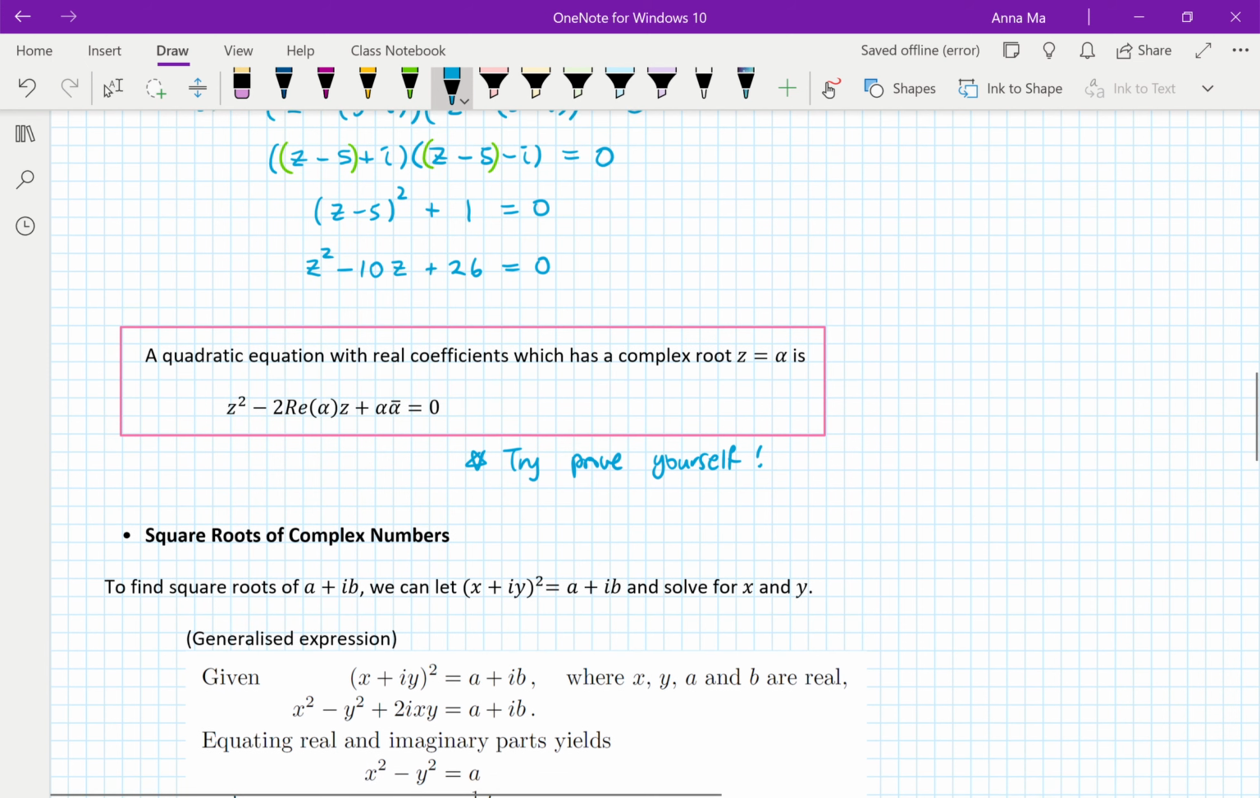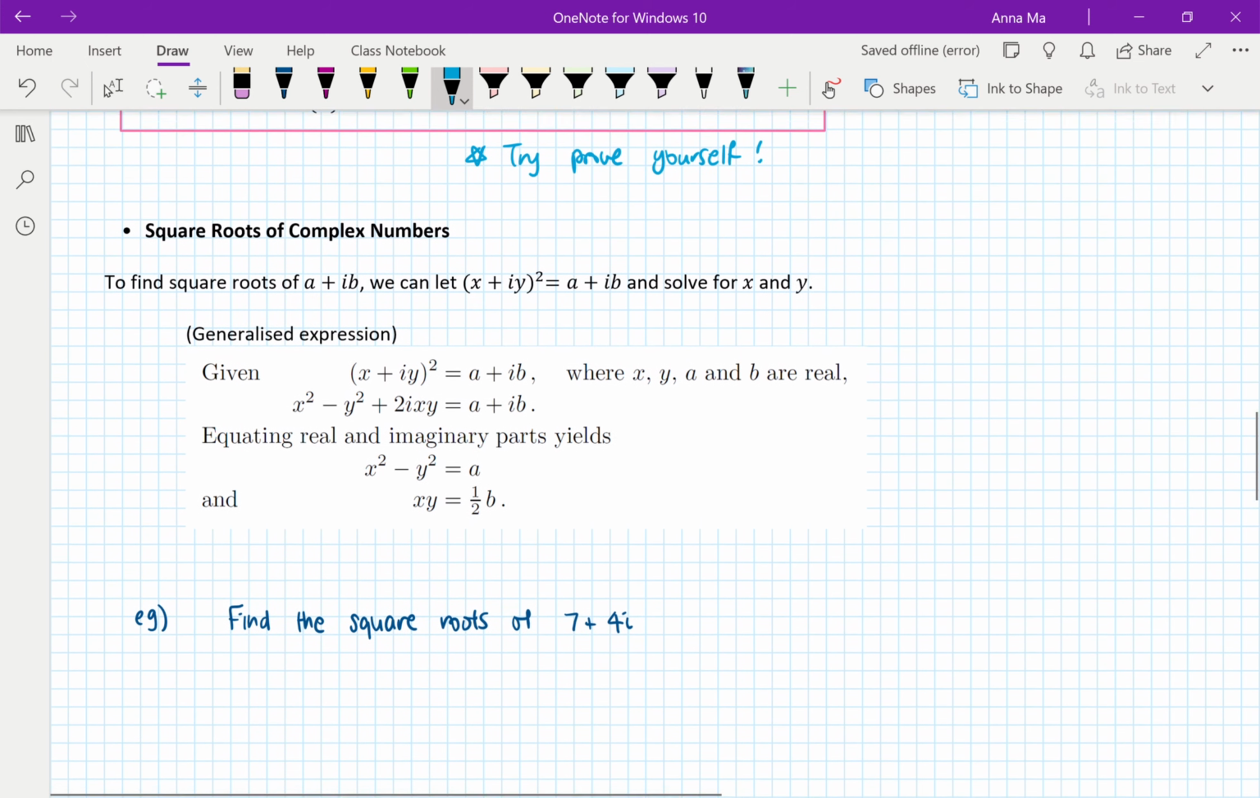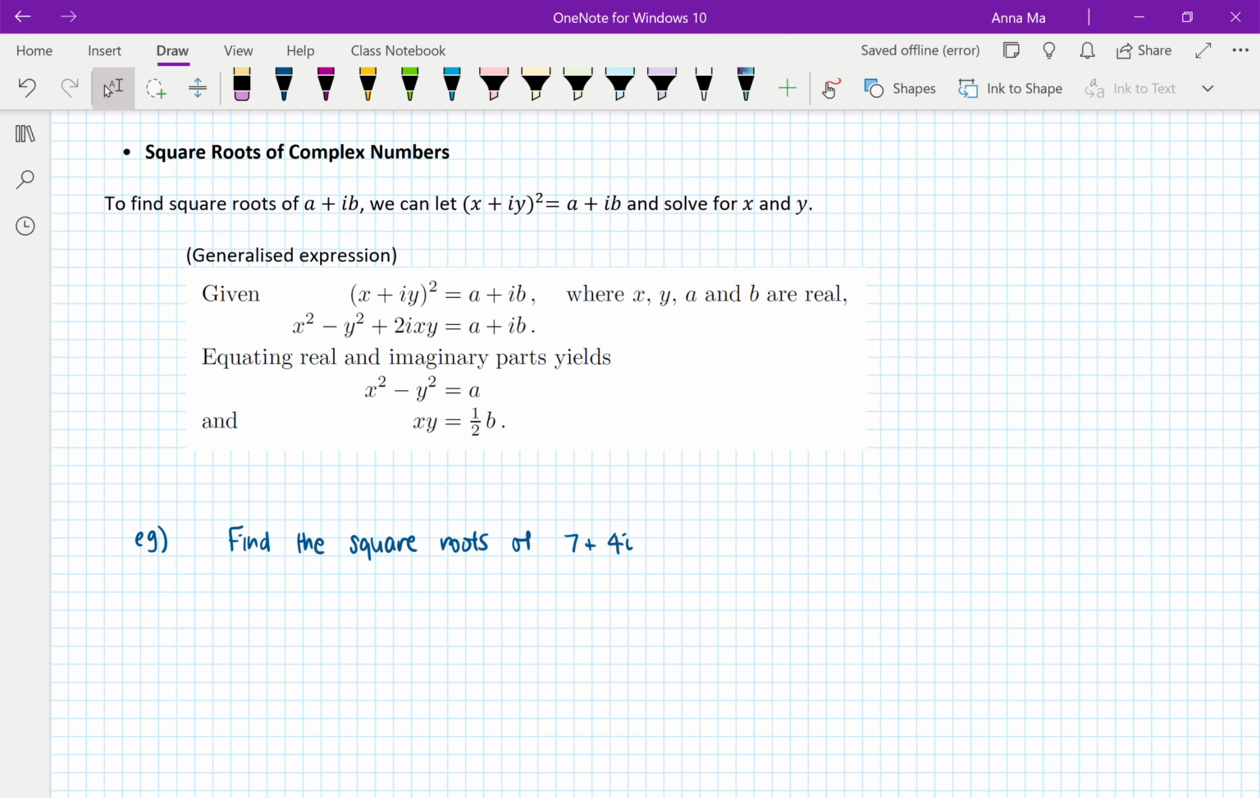Okay, now let's get on to the equations with complex coefficients. But before that, let's simplify down the concept a little bit and let's have a look at the square roots of a single complex expression first. So if we want to find square roots of a complex number, what we do is we let the square of the complex number expression equal to that complex number and solve for x and y. And to do so, you can use a sort of formula way by generalizing all the expressions.